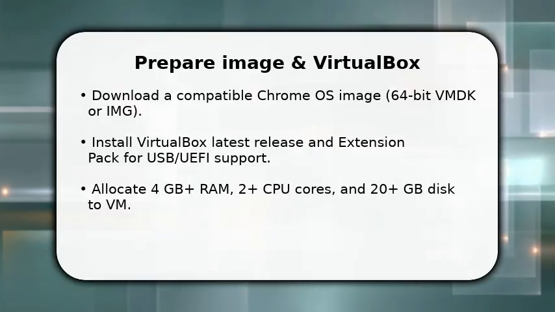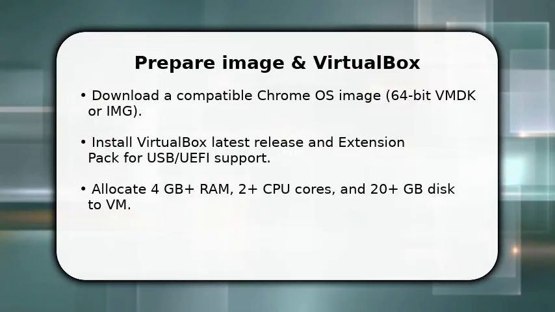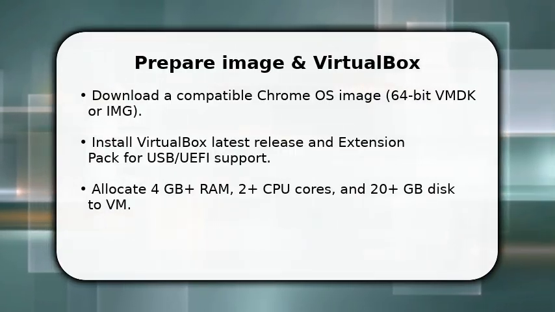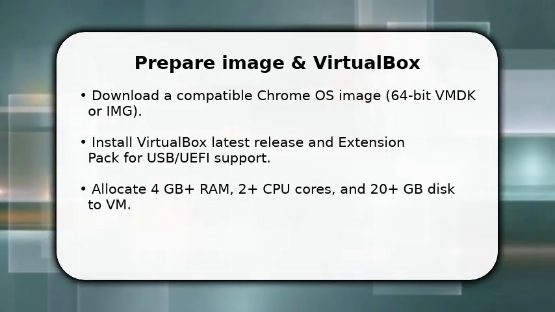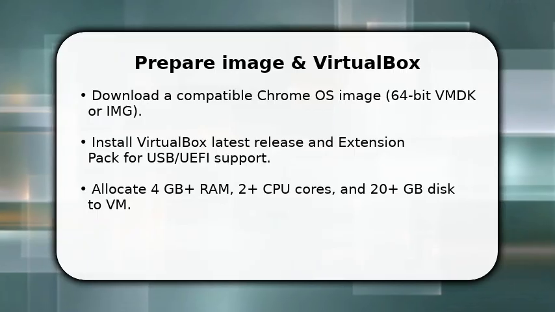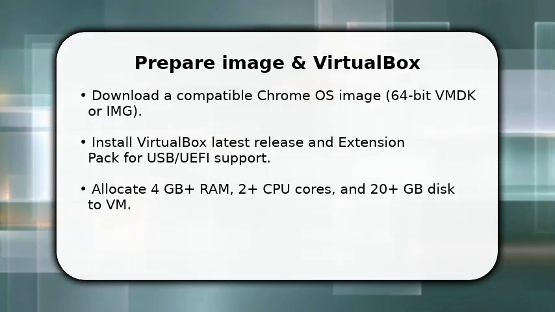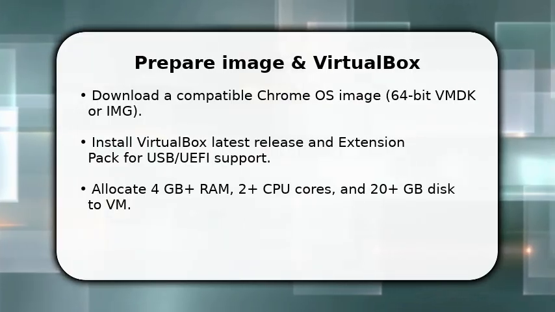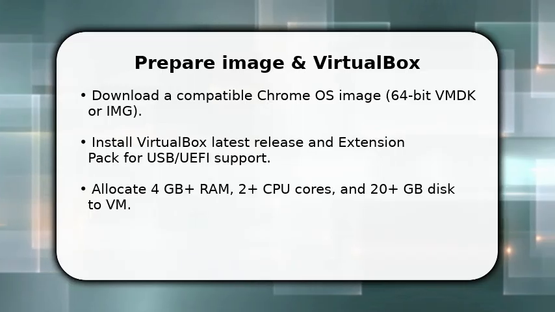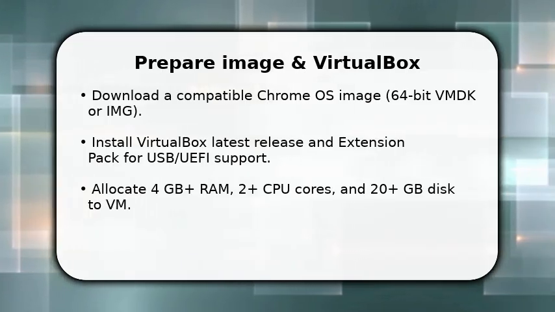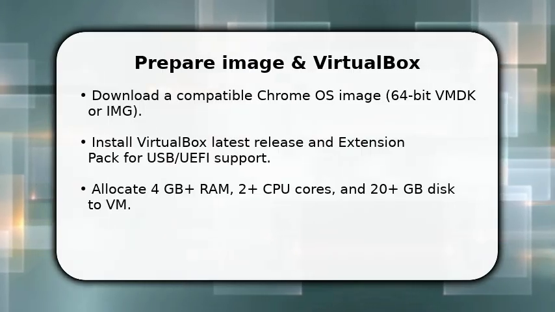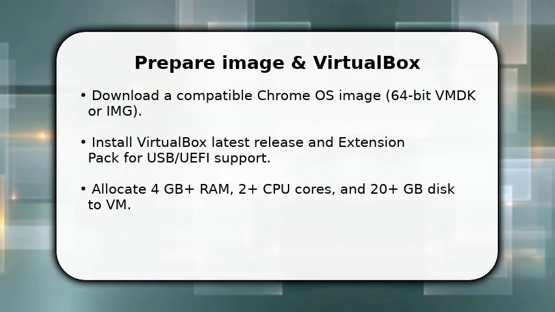You start by getting a compatible Chrome OS image and confirming VirtualBox is up to date. Once you have the vmdk/img, create a new VM as Linux other 64-bit, then attach the downloaded disk. Make sure to add the extension pack for USB and UEFI features. Allocate at least 4 GB RAM, 2 CPU cores, and 20 GB disk. This enables a responsive session. Now you're ready to move into the VM settings that matter.